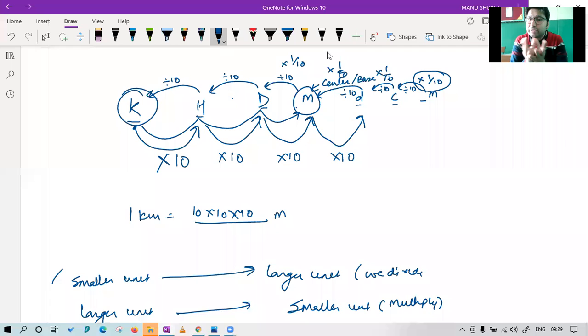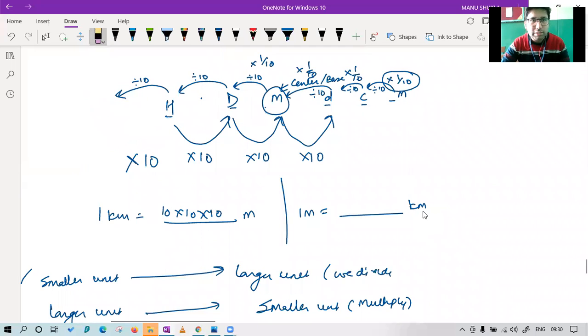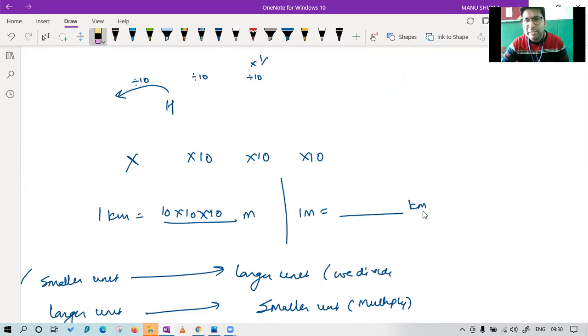Similarly, if I do the reverse, please tell me in 1 meter, how many kilometers are there? Please tell, in 1 meter, how many kilometers are there? 0.001. So actually, you are going from, let me erase this thing, just 1 second. I am again making it for you. And see, where to where you are going.